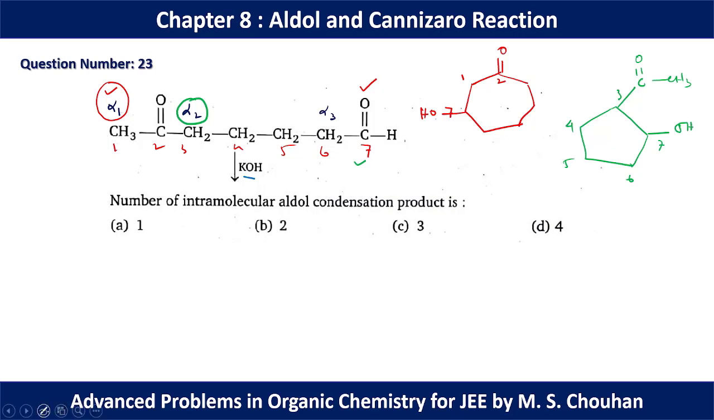The third product can be formed when we have the negative charge on alpha 3 and approach the alpha 2 position, or the number 2 C double bond O.